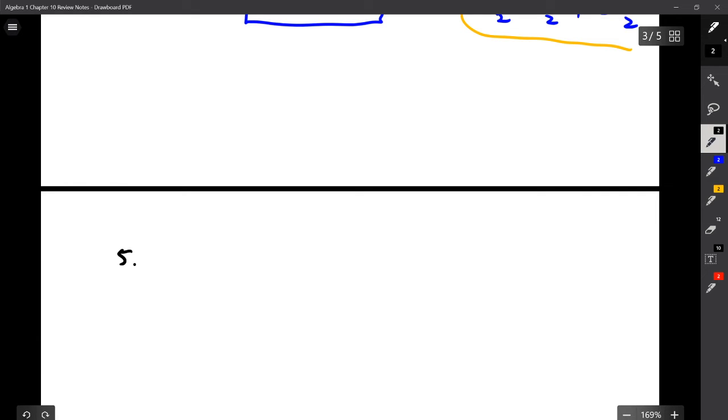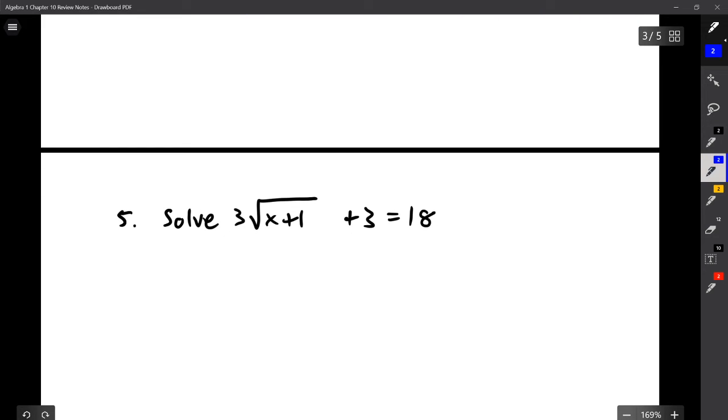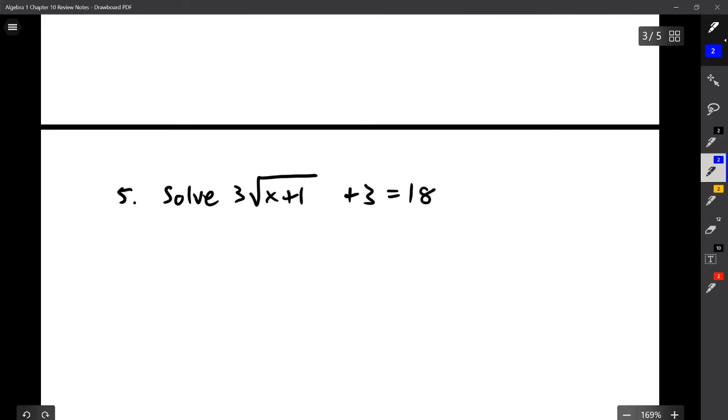Number 5, we have solve 3 root x plus 1 plus 3 equals 18. Okay. So what do we want to do? We want to isolate the radical. Isolate the radical.